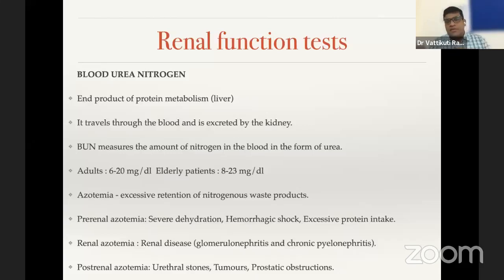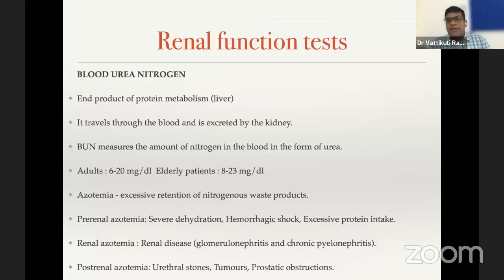Blood urea nitrogen measures the amount of nitrogen in the blood in the form of urea. If you look at the normal value, it is around 6 to 20, and in the elderly, it may be slightly higher. Whenever the blood urea is elevated, you call it azotemia because of retention of the nitrogenous waste products. There are multiple causes of this azotemia.